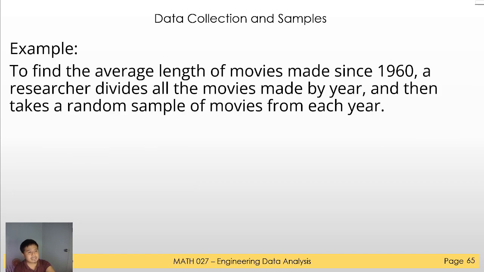Okay, so to find the average length of movies made since 1960, the researcher divides all the movies by year and then takes a random sample of movies from each year. So we have different year groups, let's say 1961, 1962, and so on. And then the researcher, let's say, gets 5 movies in each year. Then this will be stratified sampling.